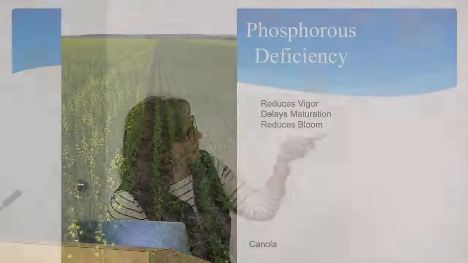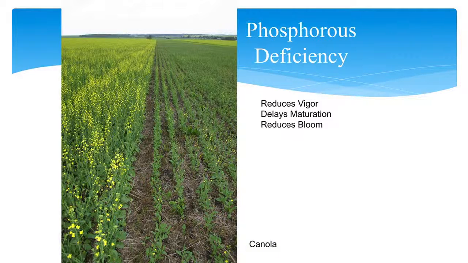So again, it may reduce the vigor, it may delay maturity, it's going to reduce the bloom. This is a canola oil field showing where you've got adequate amounts over here, but not enough in this particular situation. It looks nice and dark green, but you want it to have the seeds and the flowers in order to get the oil out of it. So that can be a problem.